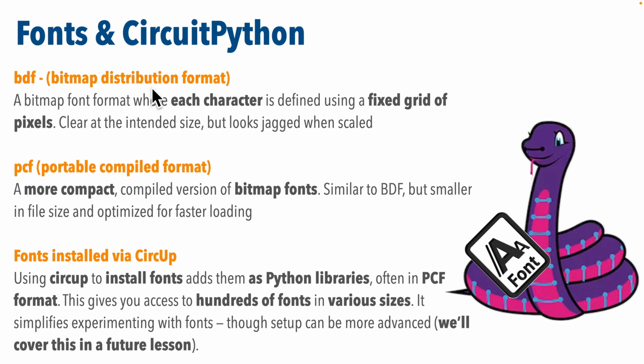BDF fonts, which we're using right now, and there are also PCF fonts. Those are actually more compact versions of BDF fonts, but there's another way that we can use Circup to find and install fonts that are as small as PCFs, and they'll be installed like CircuitPython libraries. Now, there's a bit of complexity to that, and we're going to use Circup for it, so I'm going to postpone that until a future lesson, but keep at that playlist because you'll soon see a lesson on how to access a huge array of fonts in lots of different sizes.